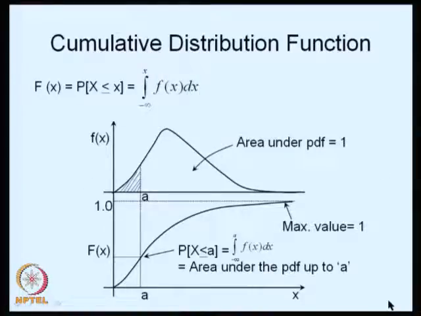This only reinforces what we just talked about. So, we are talking about the probability of X being less than or equal to a, and from the CDF you can obtain this directly. So, the integral from minus infinity to a of f of x dx will give you this area.